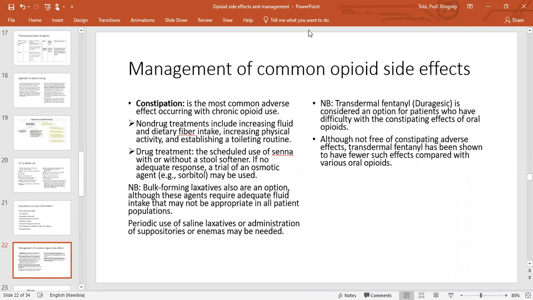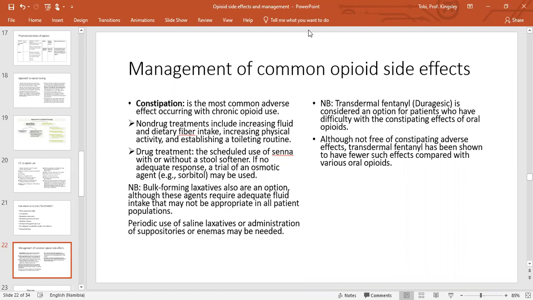For drug therapy for these patients, the use of a saline laxative with or without a stool softener is important. If this is not adequate, you may want to use an osmotic agent like sorbitol. Note that bulk-forming laxatives are also an option, although they require adequate fluid intake and may not be appropriate in all patient populations. But periodic use of saline laxatives and administration of suppositories or enemas may be needed for these patients.